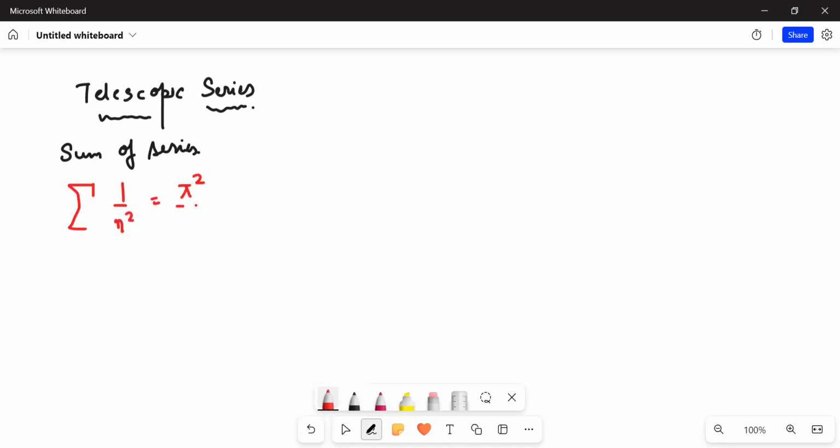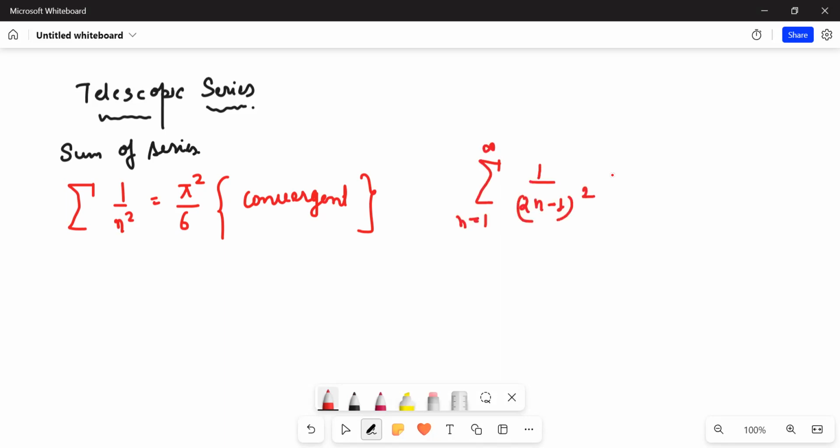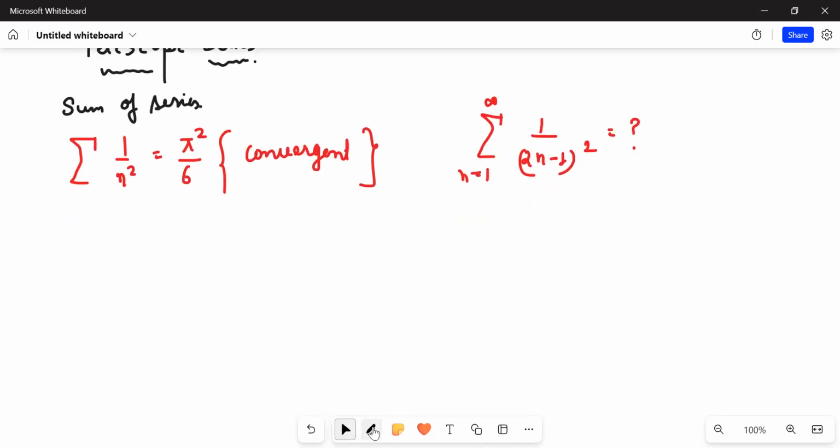Given that the sum of 1 upon n square is pi square upon 6, that it is convergent. Right now I'm giving that it is convergent, that is, I'm giving summation 1 upon n square is pi square over 6. We want to calculate what would be summation 1 upon (2n minus 1) whole square. So how to do this thing?